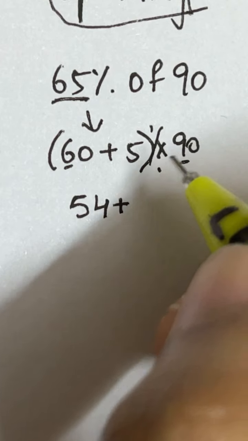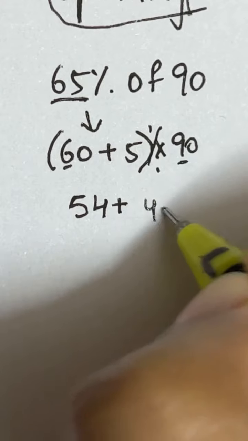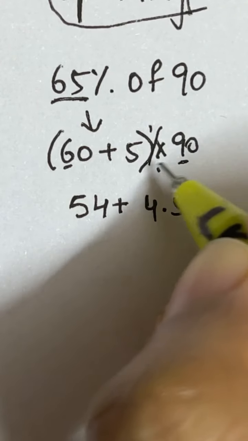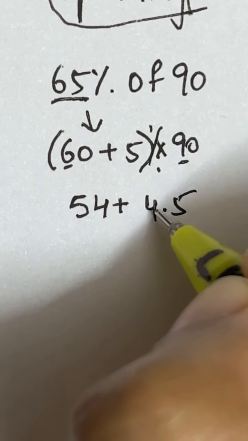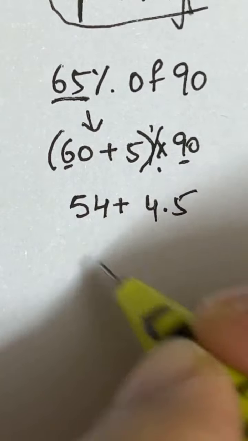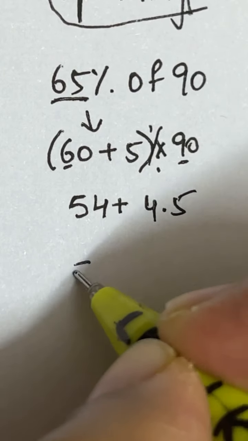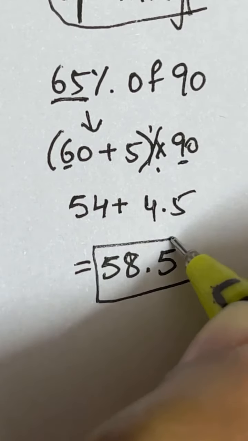4.5. So basically 5% of 90 is 4.5. 10% of 90 is 9. Half of 9 is 4.5. That's 5%. So you'll add 54 plus 4.5 and you're going to get 58.5 as the answer.